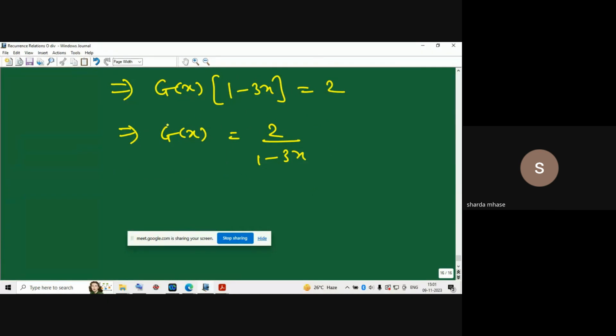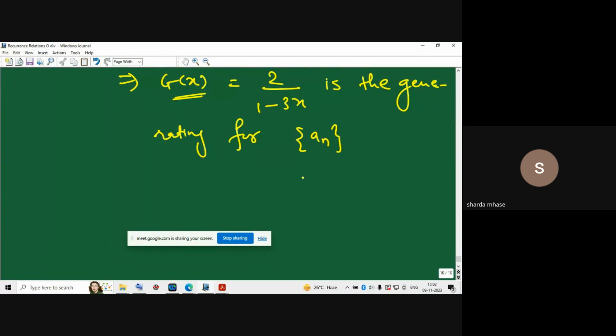So I have found out a generating function g of x, but what was our assumption? This is the generating function of a n. So from this you will get to know about a n. So 2 upon 1 minus 3x is equal to sigma a n x raised to n. So we only have to see what will be the value of a n, by comparing this, we have to find out a n. So what can be done?